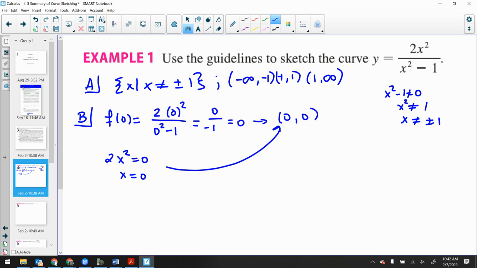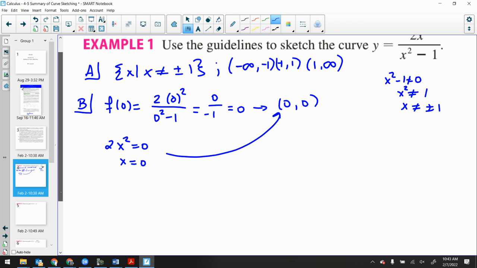I don't know yet, but we know based on this that the multiplicity is 2, so it's not going to go straight through. It's actually going to bounce off, like tangent to 0, 0. Remember, odd multiplicities will bend through, even multiplicities will bounce off of, and single multiplicities will go straight through. All right, so that's part B, the intercepts.